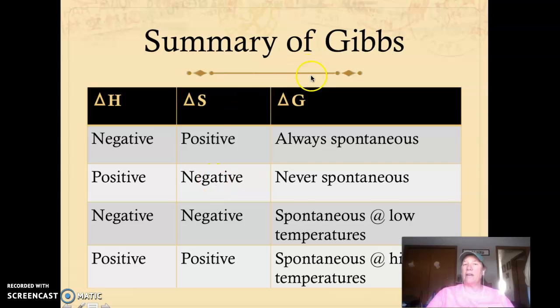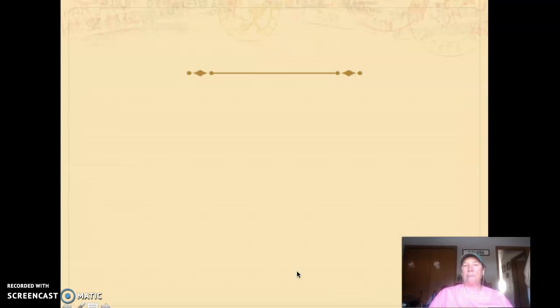So really the thing that affects Gibbs the most is temperature, okay? But if you have a negative delta H and a positive delta S, it doesn't matter what the temperature is. It's always going to be spontaneous. Reverse it, positive and negative, it's never going to be spontaneous. Again, it doesn't matter what you do with the temperature. But if you've got two negatives, then you need low temp. If you've got two positives, you need high temp, okay?